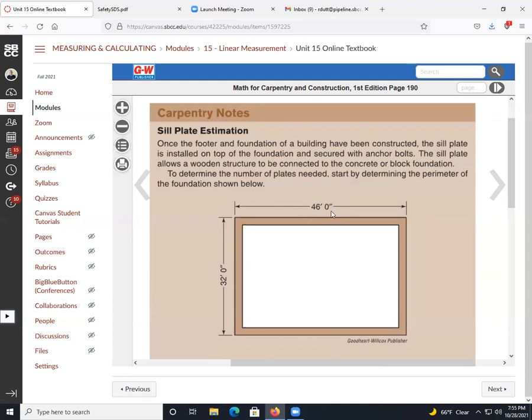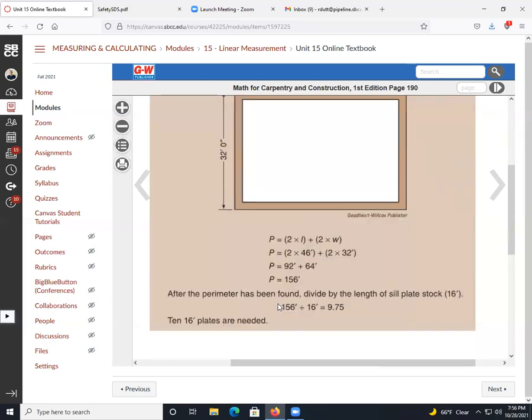No inches, 0 inches. 2 times 32 is 64. 64 and 92 is what? 156. Yeah, 156. And then from there, at 156, you'd figure out 16-foot stock for your plates, right? Just divide 16 into it, 9.75.